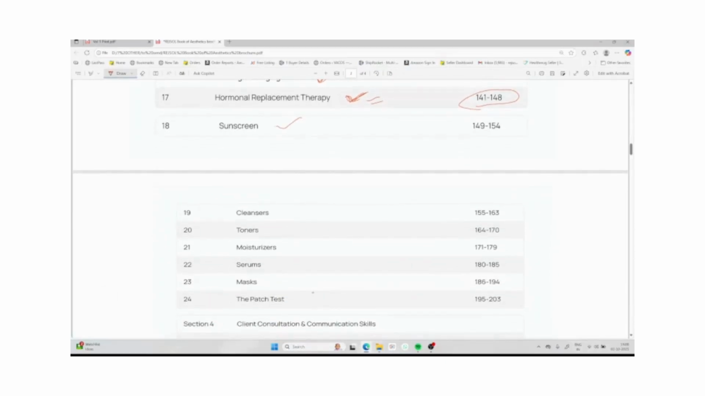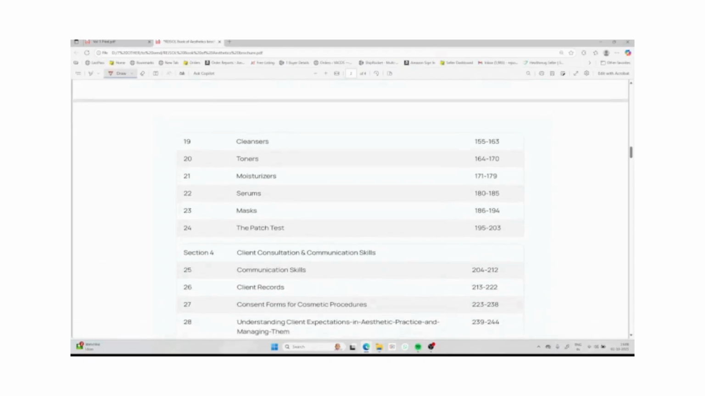Then the sunscreens, what are the sunscreen agents, what are mineral sunscreen, barrier sunscreen, different type of sunscreen. So what is the difference between each of them, that is discussed in this chapter number 18, sunscreen. Then we have similar cleansers, toners, moisturizers, serums, masks. What are the different types of masks? What is a PAVA mask? What is clay mask? What is alginate mask? What is sheet mask? What are the difference between them? Where you should use which mask, that is discussed in this.